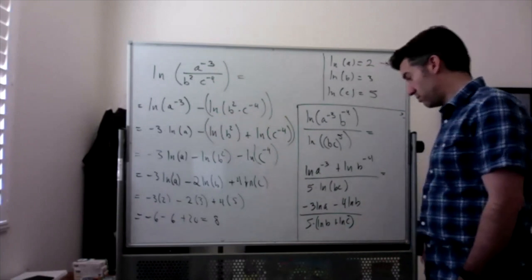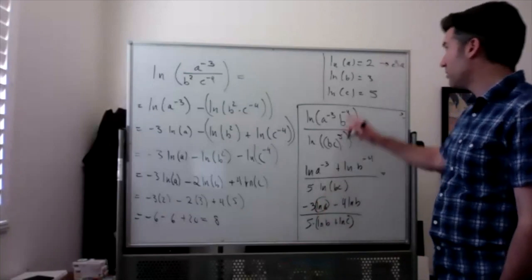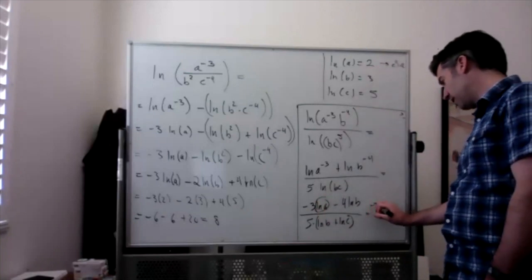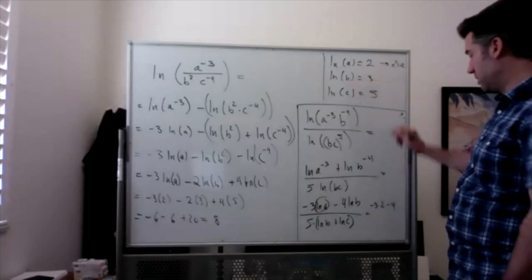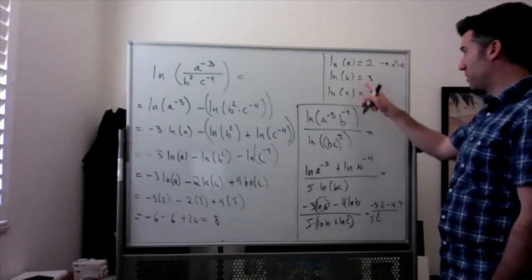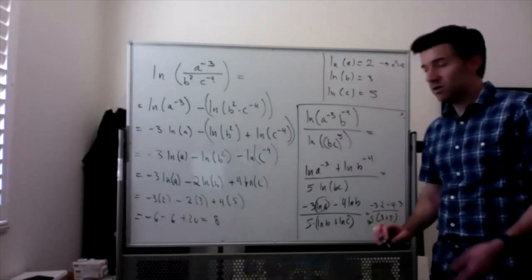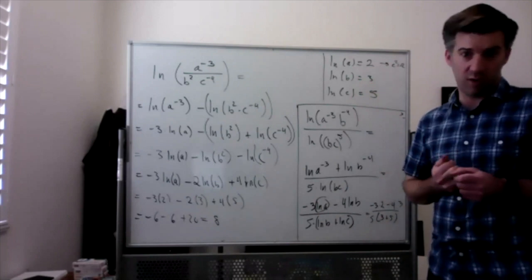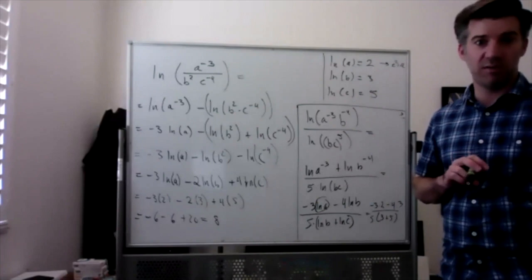And then we're at the place where we can plug things in, right? I've got natural log of a, that's just 2. So you get negative 3 times 2 minus 4 times natural log of b is 3 over 5 times natural log of b plus natural log of c is 3 plus 5. So that's the idea as to how these work. They're trying to get you to use your rules of logarithms to simplify these expressions.